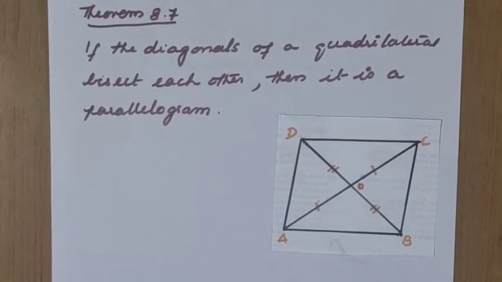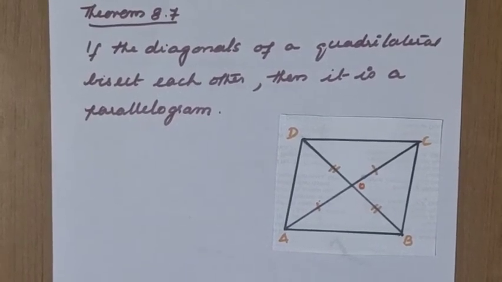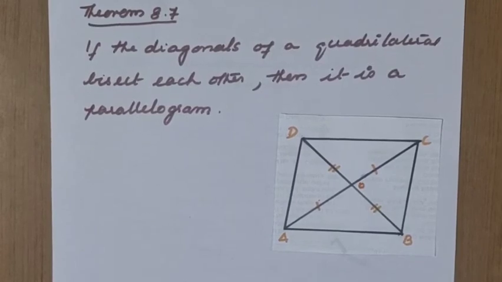Children, same chapter, chapter 8, quadrilaterals. We are continuing the theorem part. Theorem 8.7: If the diagonals of a quadrilateral bisect each other, then it is a parallelogram.